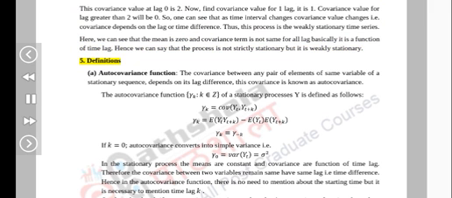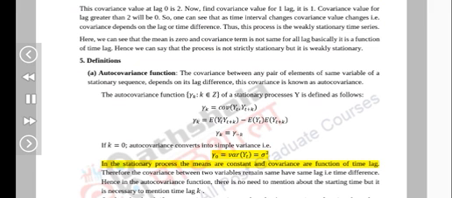5. Definitions. A. Autocovariance function. The covariance between any pair of elements of the same variable of a stationary sequence depends on its lag difference. This covariance is known as autocovariance. The autocovariance function gamma k, k an element of Z, of a stationary process Y is defined as follows. Gamma k equals COV(YT, YT+k), which equals E[YT YT+k] minus E[YT]E[YT+k]. Gamma k equals gamma −k. If k equals 0, autocovariance converts into simple variance, i.e. gamma 0 equals var(YT) equals sigma squared in the stationary process.